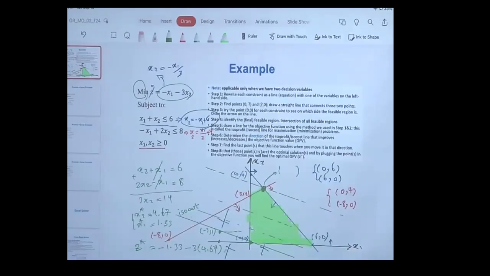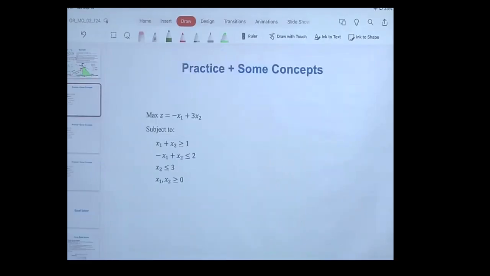So next, I want you to work on this problem. Maybe follow the same method, on a piece of paper or your tablet, however you prefer.